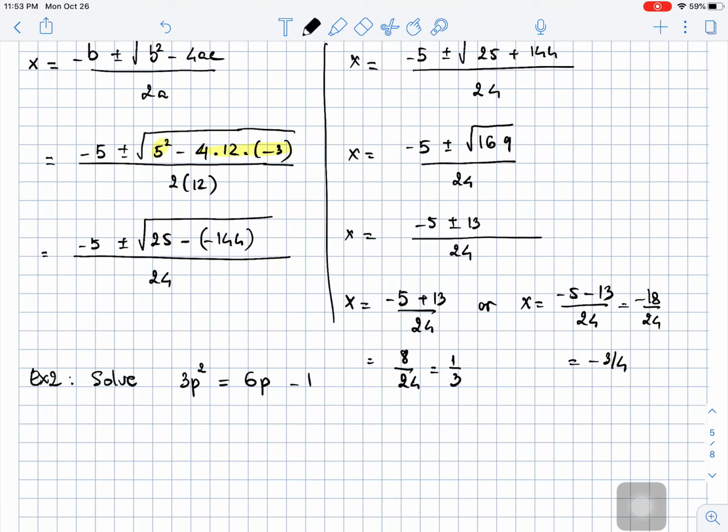Then x equals negative 3 over 4. When we do negative 5 minus 13, we get negative 18 over 24, and simplifying that, we get negative 3 over 4. And when we have a plus, we get 8 divided by 24, then we get 1/3.